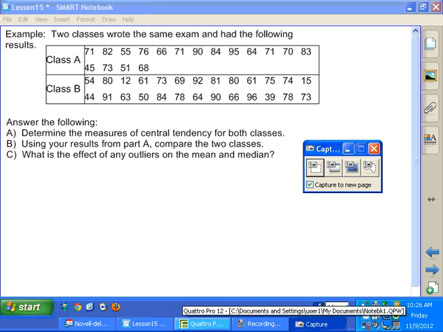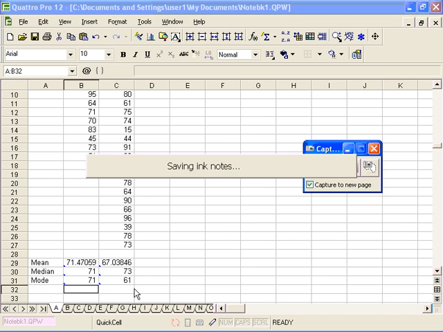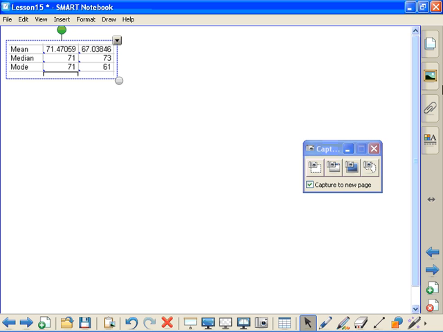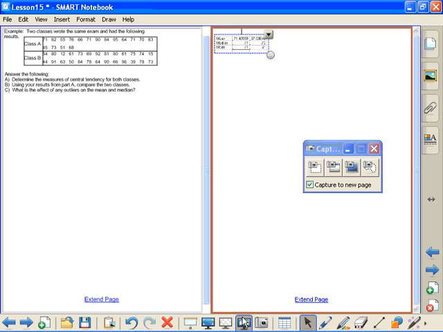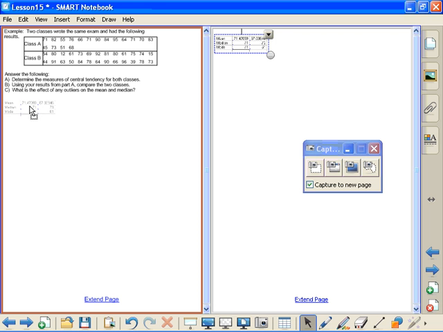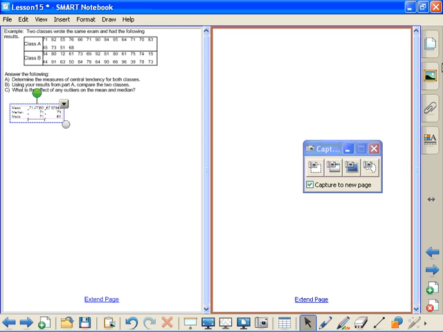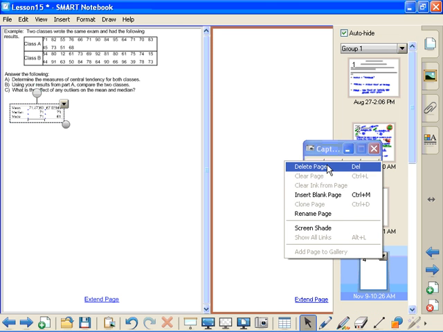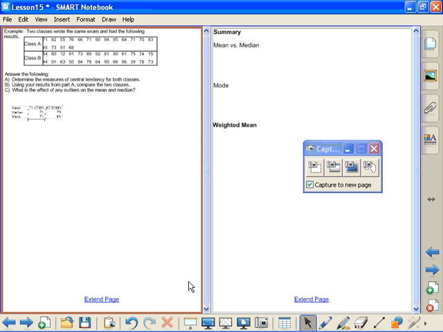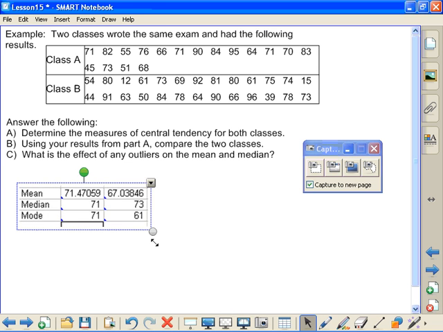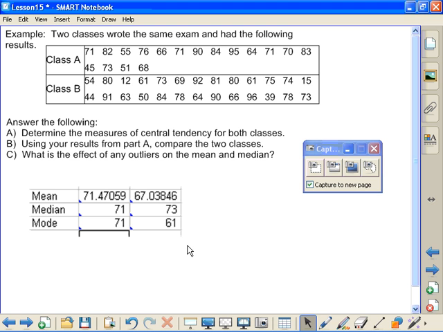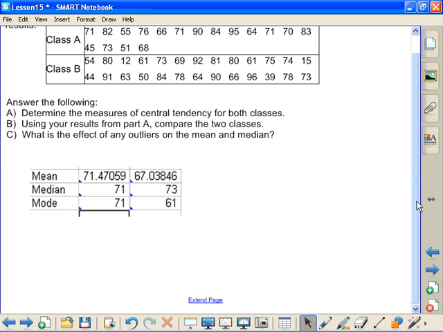If we go back to Quattro Pro for one second, I just want the summary here. Take a picture, go back to my lesson, and bring it across here. When you're doing the homework, if you're using the spreadsheet, you're just saving the spreadsheet to do the homework in. You'll have the spreadsheet for the tests and the projects too, so feel free to use that spreadsheet software. So there's part A taken care of for us: determine the measures of central tendency.